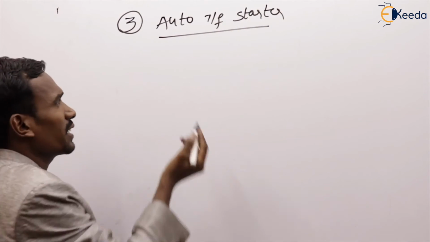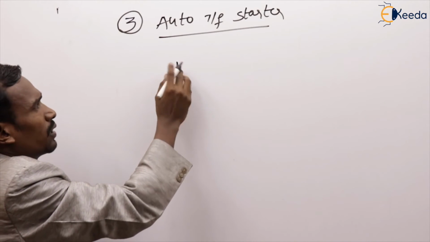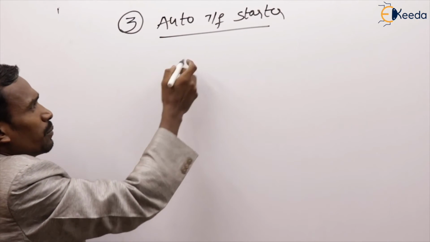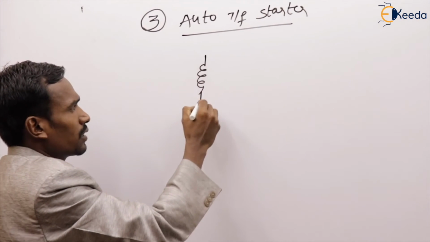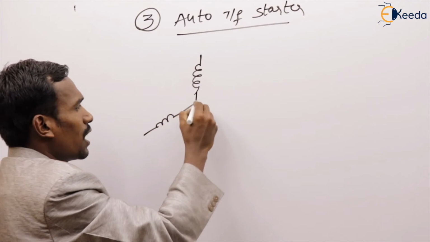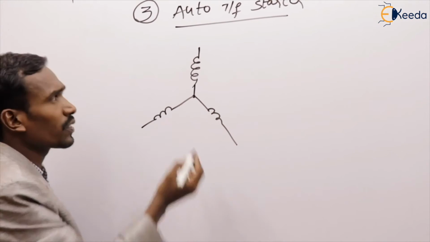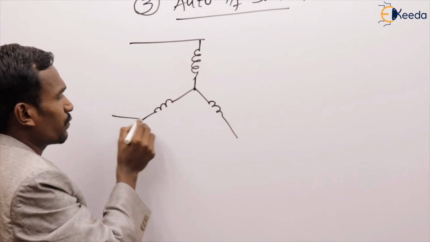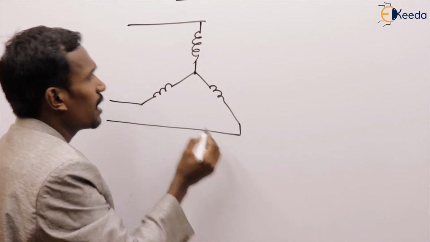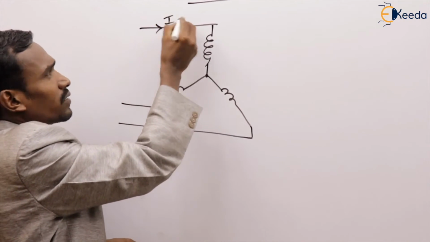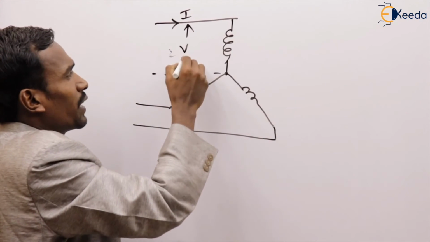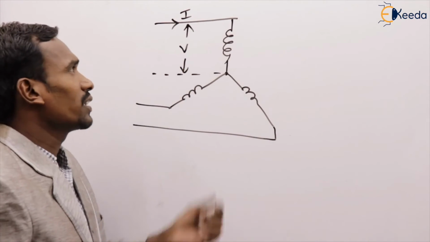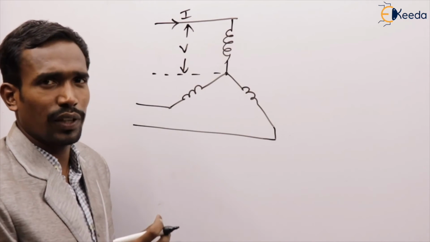Let's see here. Take an auto transformer, for example. This is the primary of the auto transformer, where the current is I and the phase voltage is V.